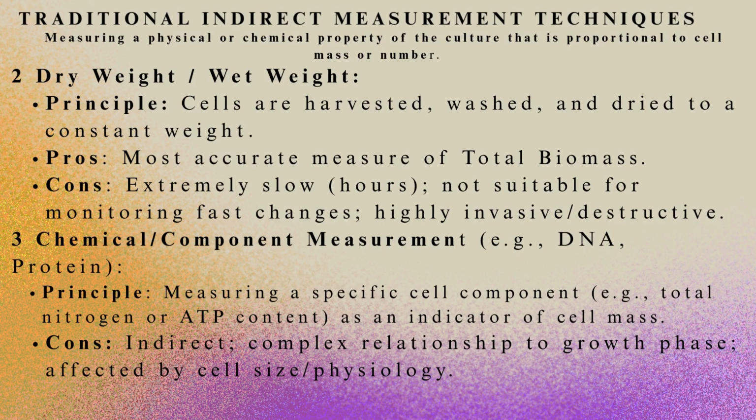Another traditional indirect method is dry weight or wet weight. Here, we harvest the cells from the culture, wash them and dry them to a constant weight. This is the most accurate measure of total biomass, but it's extremely slow and destructive, making it unsuitable for real-time monitoring. We can also measure a specific cell component like DNA or protein, but these methods are also indirect and can be affected by the cell's physiological state.